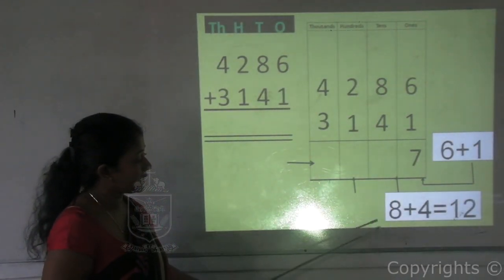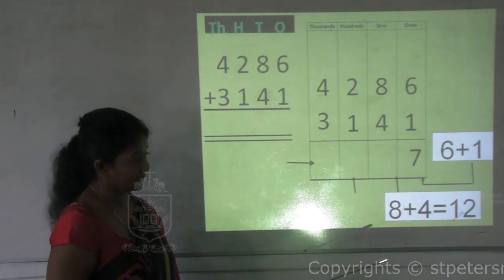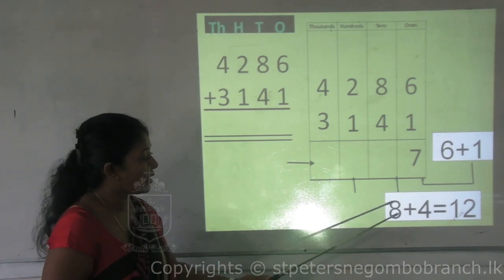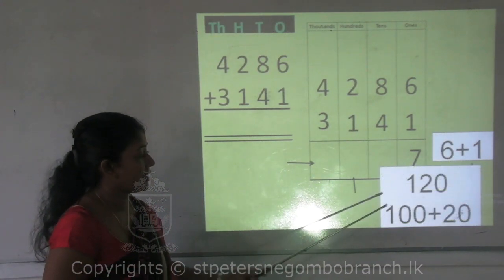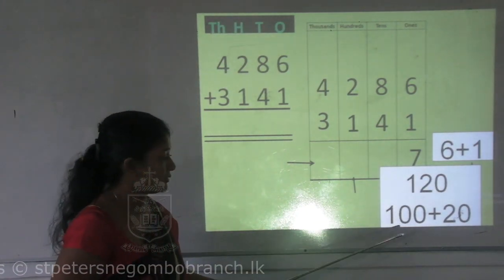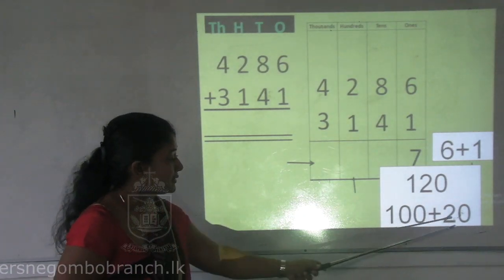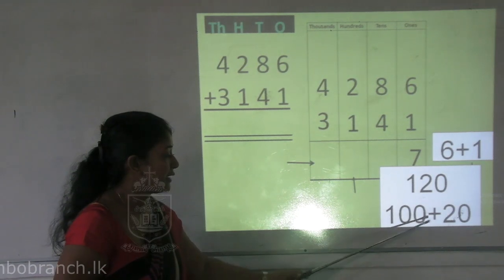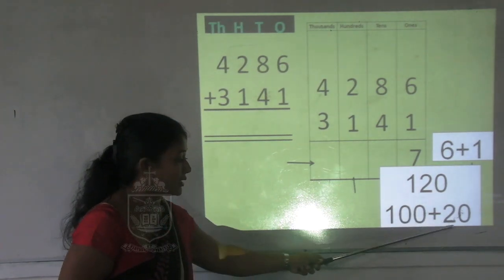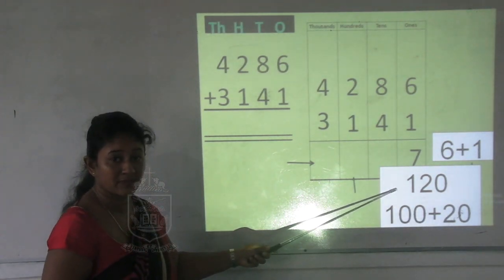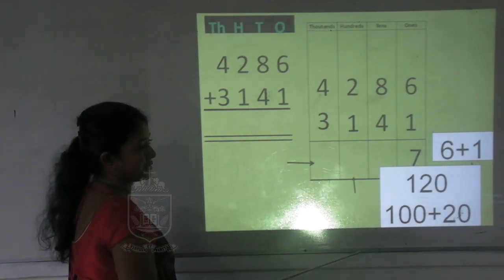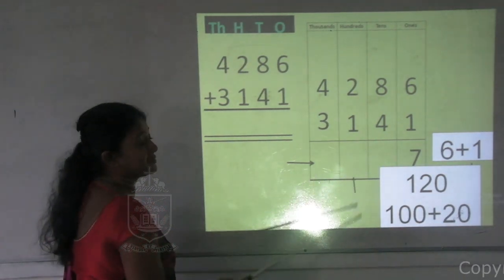What are the two digits? 8 plus 4. We have to add. The answer is there, 12. But you should know that 12 tens mean 120. 12 tens means 120. Now when I show this number in this way, there are 100 and there are 2 tens, that means 20. So, when you add 100 plus 20, we get 120. So, we can see this 100, we cannot keep in this tens place. But 20, we can keep in this tens place.